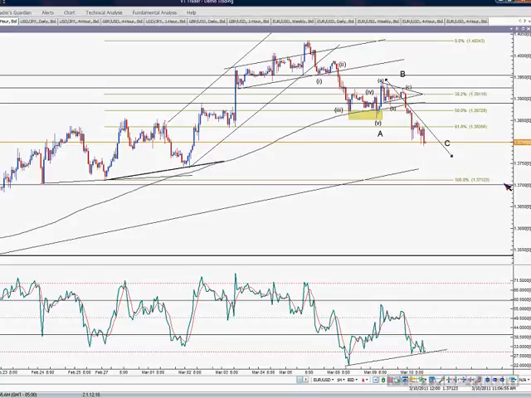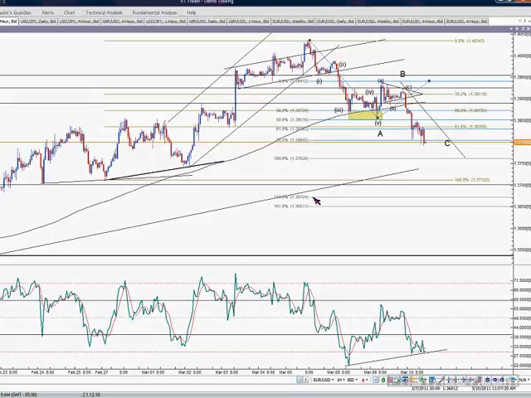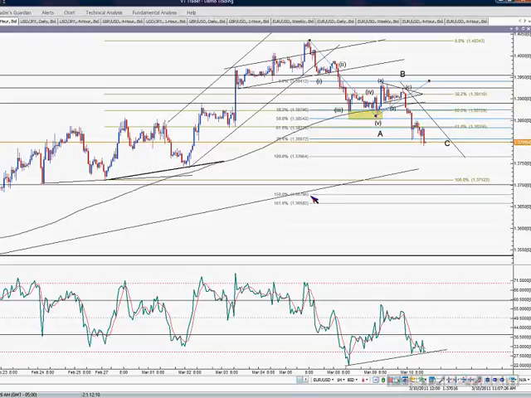Maybe even down to 1.37. Okay, if this is equality wave, that means this is 100% of A. This means wave C is equal to 100% of A. But if you extend or project A a little further, this is the Fibonacci expansion tool, you see that 150% is somewhere down here, a little bit below 1.37.